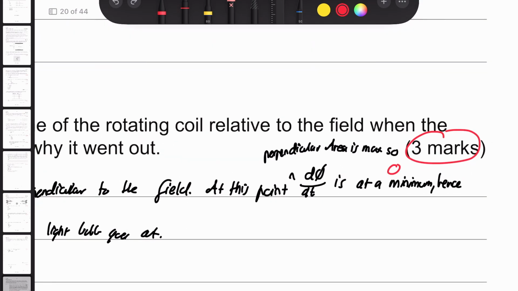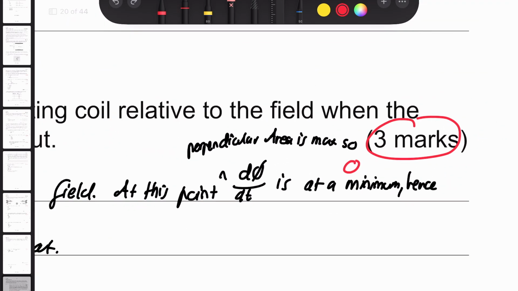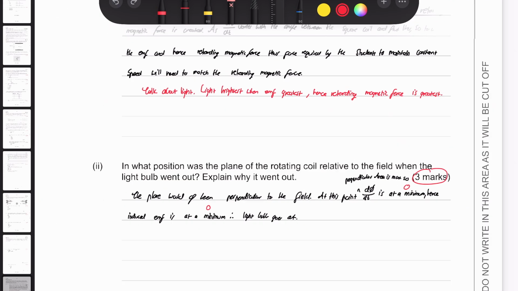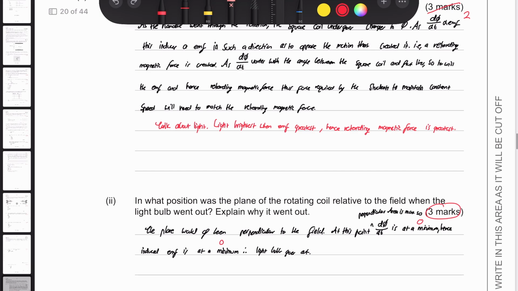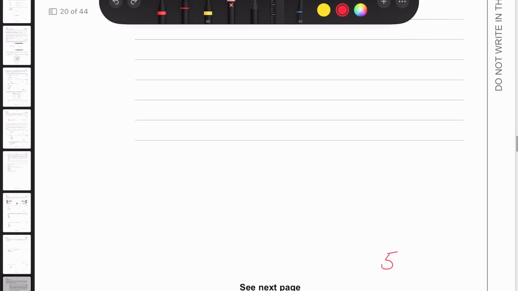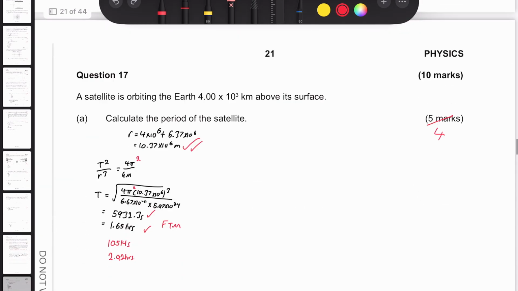And here was fine. Here I should have talked about, instead of saying a minimum, I should have said 0. And then again here, instead of saying EMF is at a minimum, I should have said just at 0. But I thought close enough. I mean, the minimum is 0 because we're at a maximum. So I gave myself full marks there. So that's another mark we lost.